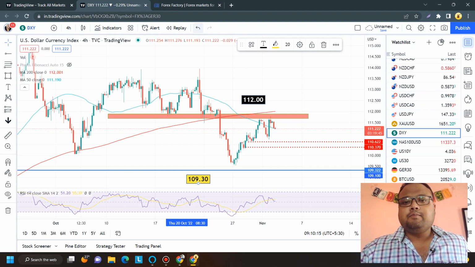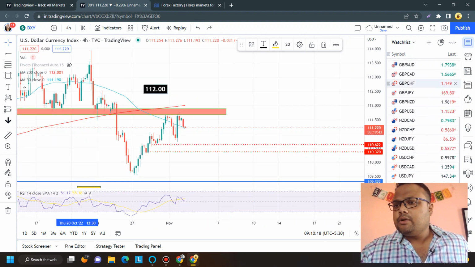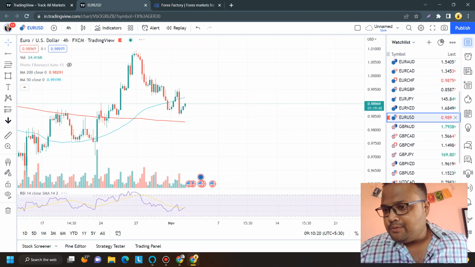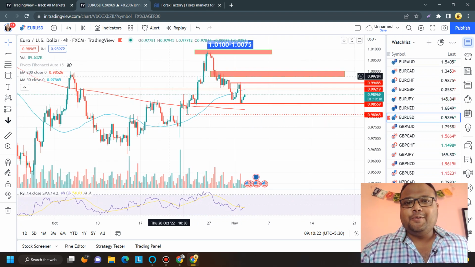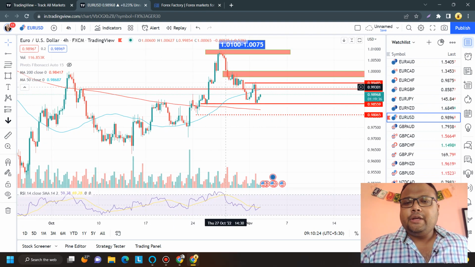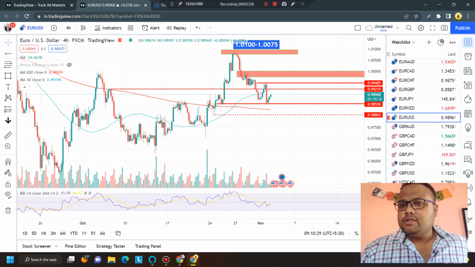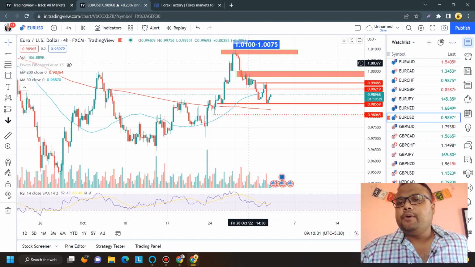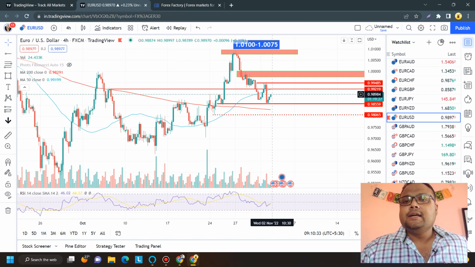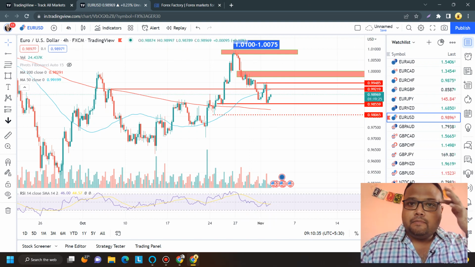Now let's jump to the chart of Euro Dollar. Where is Euro USD? There is our Euro USD. Euro USD is also not showing any clear-cut direction to us. Right now it is standing at 0.9896. This is the current market price.